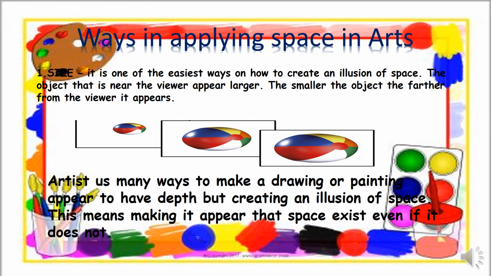Number one is size. It is one of the easiest ways to create an illusion of space. The object that is near the viewer appears larger. The smaller the object, the farther from the viewer it appears. Artists use many ways to make a drawing or painting appear to have depth by creating an illusion of space. This means making it appear that space exists even if it does not.